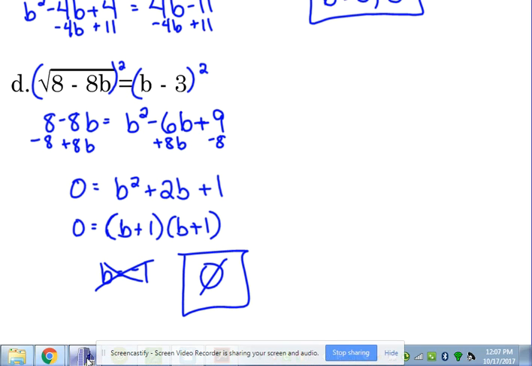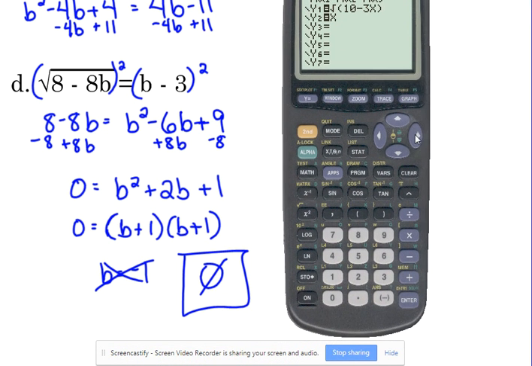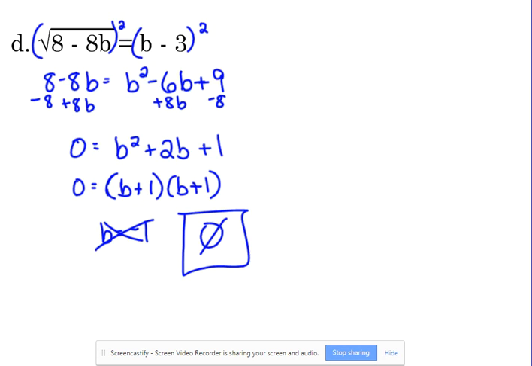Let's look at it really quickly on the graph, just to confirm. Anytime you get no solution, I'm always a little wary. I'm a little afraid that maybe I've overlooked something, so I always like to check it by graphing, just to guarantee that my graphs do not intersect, and they don't. The square root function really does stop right there on the x-axis, so it never intersects with that line. So no solution on that one.